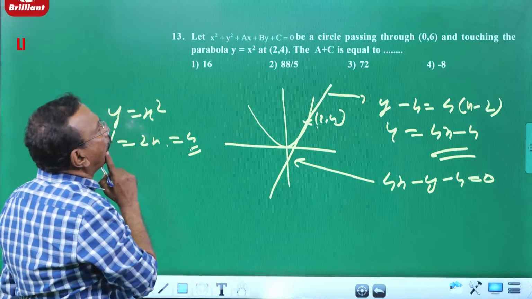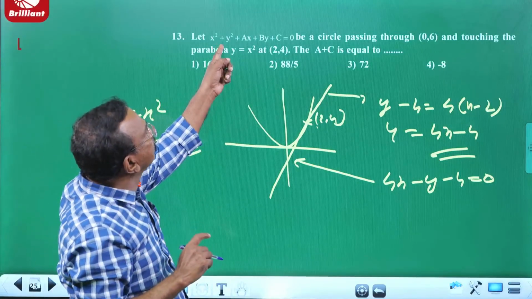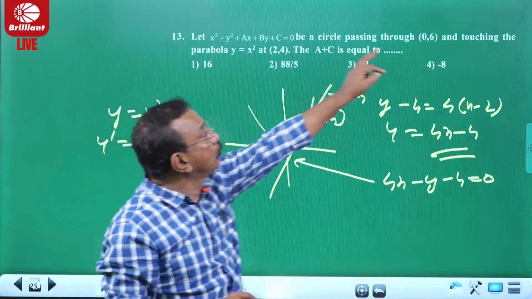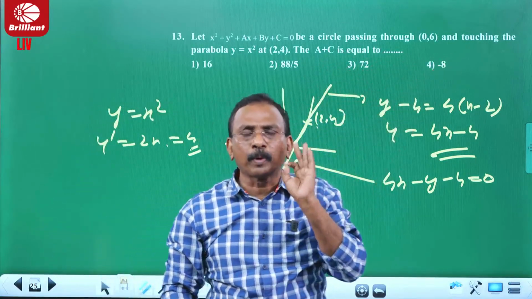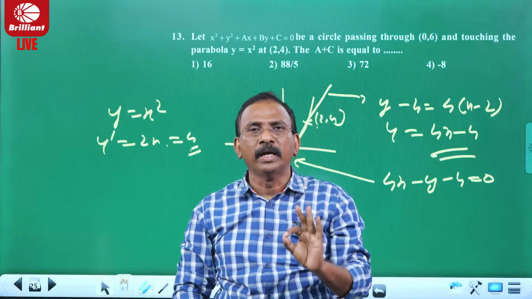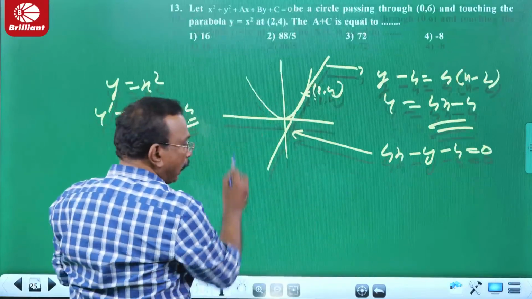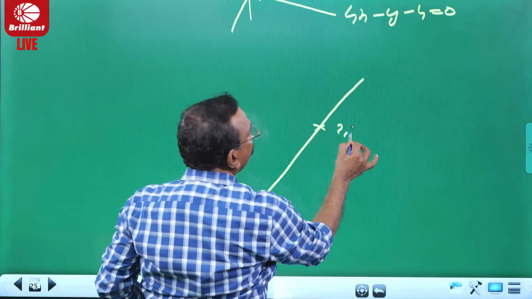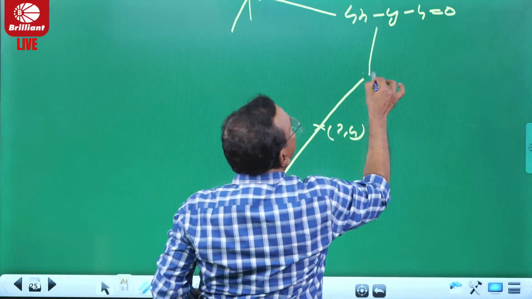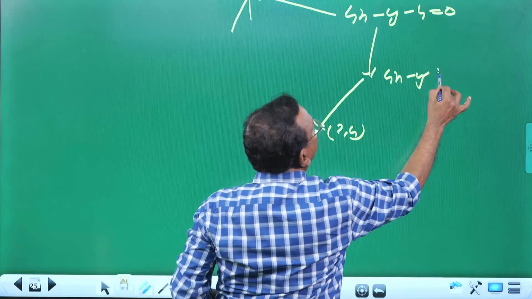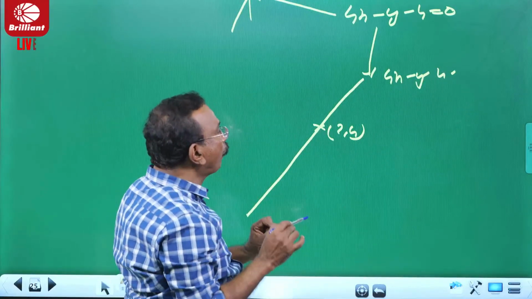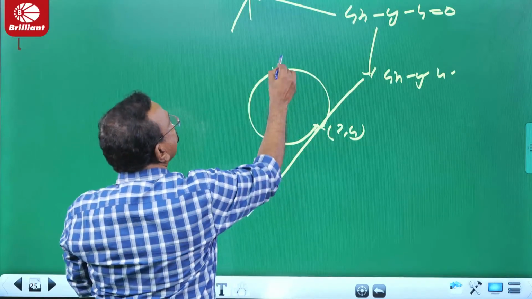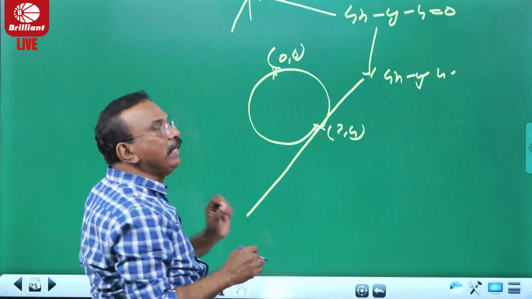Then you want to find the equation of a circle which touches this line and which passes through 0, 6. Wherever you have a problem like this, there is a point given and a line. This is the point 2 comma 4, and the equation of the line is 4x minus y minus 4 equals 0. It is given. You want to find a new circle which touches this line at that point and passes through 0, 6. It's a very interesting question.